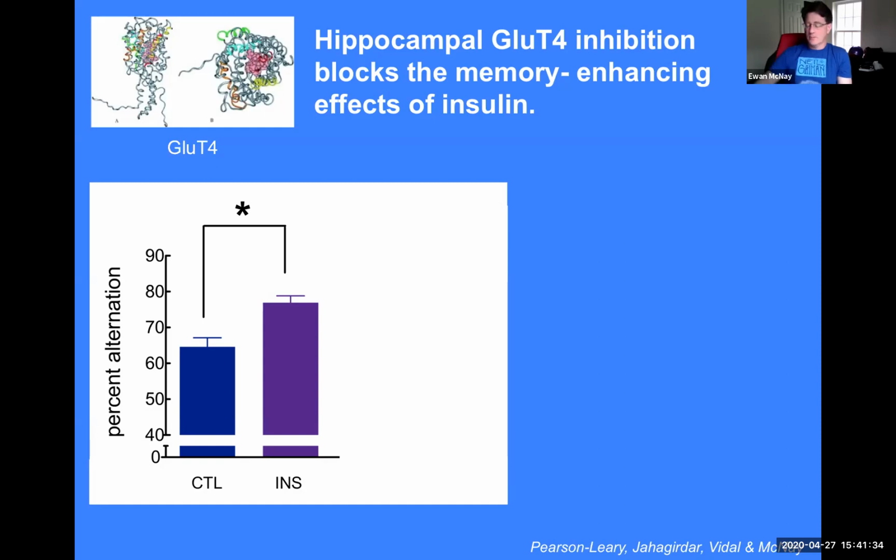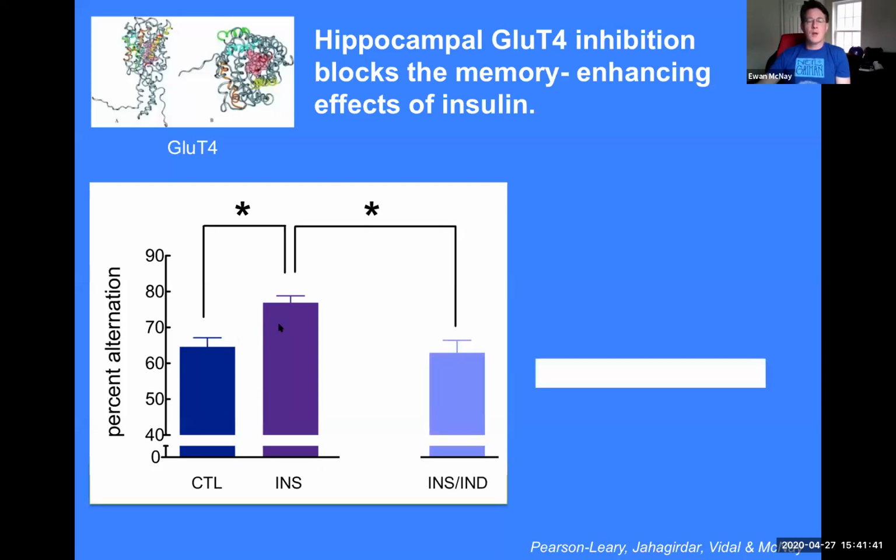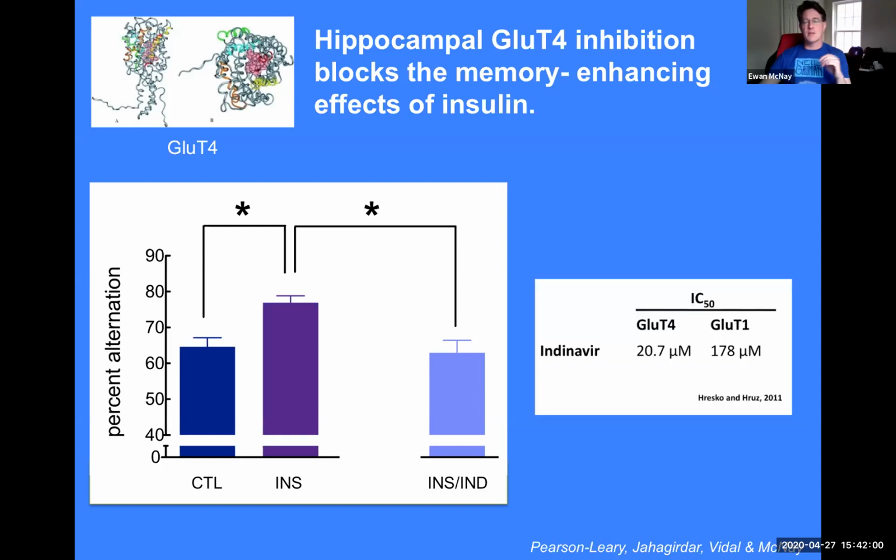All right, if we think GLUT4 is involved, does it explain the memory benefit you get when you give insulin? So this was a follow-up set of studies. We gave insulin, we showed again, yep, we can boost memory. And if we give a drug, it's called indinavir, that specifically blocks GLUT4, we reverse that effect. So these animals got insulin and indinavir. No effect, no improvement in memory.